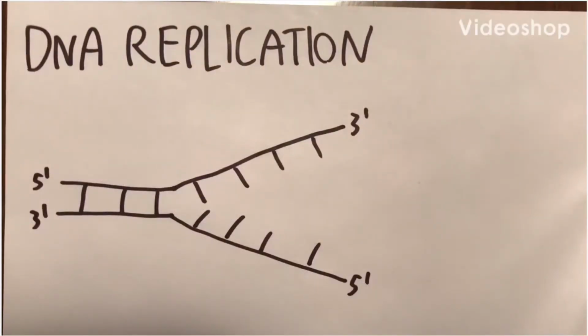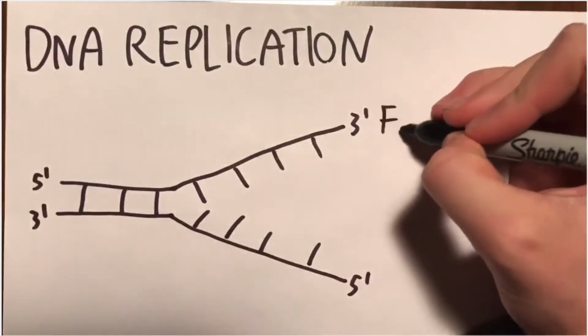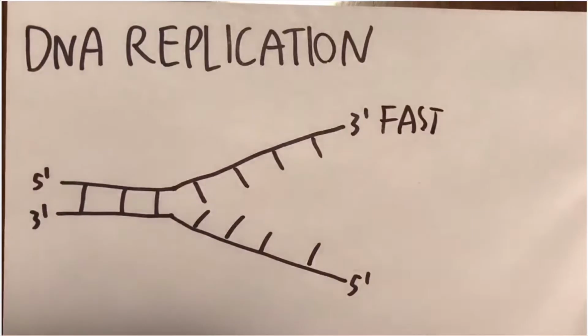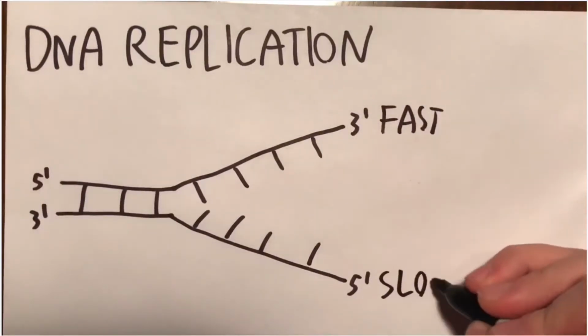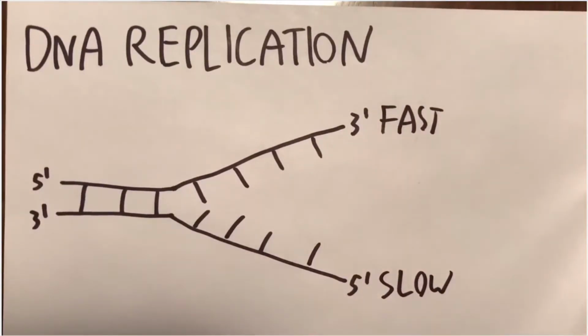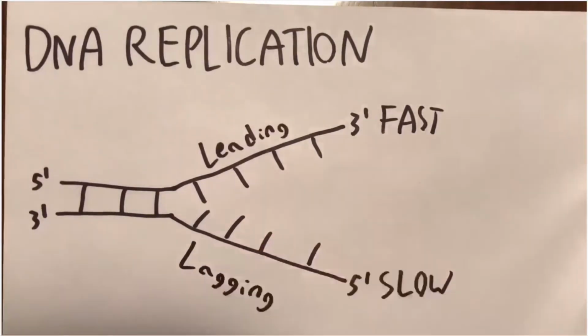Remember from earlier how the DNA strands went in opposite directions? Well, that's going to complicate the process of creating the new DNA. Nucleotides can only be added to the 3' end of the DNA. If the DNA is added to that end, it's fast and simple, but if it's added to the 5' end, we have to slow down and do it in chunks. Because the 3' end is faster, the strand is called the leading strand, and the other strand is called the lagging strand because it's slow.